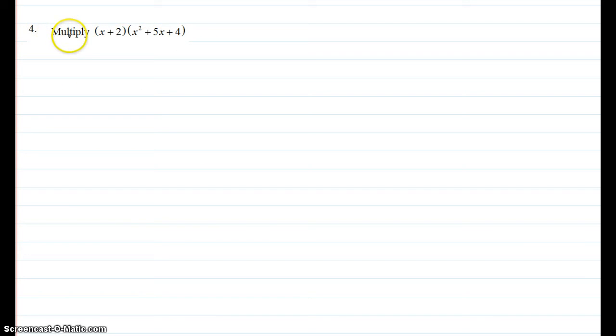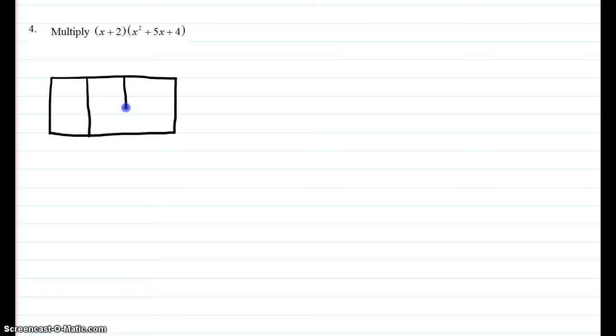Alright, let's look at one more. Number 4, we're going to multiply these. So there's two ways you can multiply. You could just distribute everything, or if you wanted to, you could use the box method. Doesn't matter to me how you get your answer. So for the box method, you need to have 3 columns, because this has 3 terms, and 2 rows, because this has 2 terms. So you put the x here, the positive 2 here, x squared plus 5x plus 4, and then now we multiply.